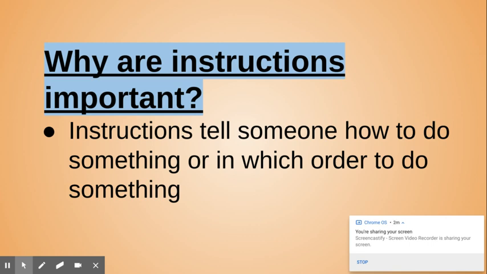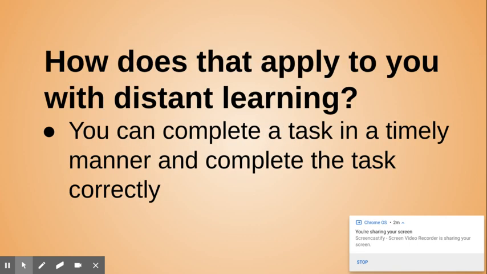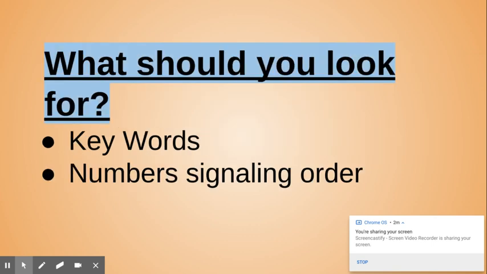Instructions tell someone how to do something or in which order that something needs to be done. So how does this apply to you with distance learning? If you follow instructions, you can complete a task in a timely manner and complete the task correctly. So we're going to focus on what you should look for. Some things that you should look for are keywords, numbers, signaling, some kind of order.